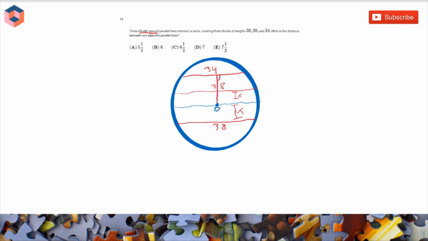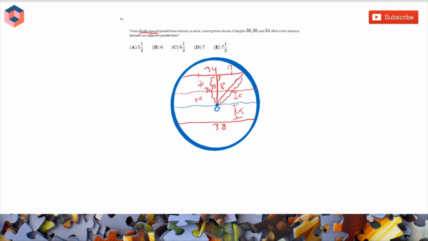So this is a right angle. Now let me draw in this line and let's see what we have here, a right triangle. Since it's the perpendicular bisector, this is 17. We don't know the measure of this, but we did set this as 2x. The distance between two lines is 2x. So this is 2x plus x, which gives us 3x. And we also know that this is the radius of the circle.